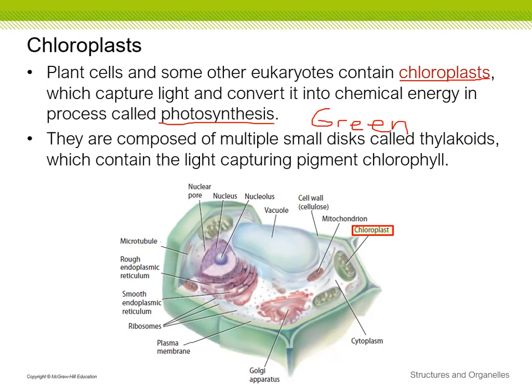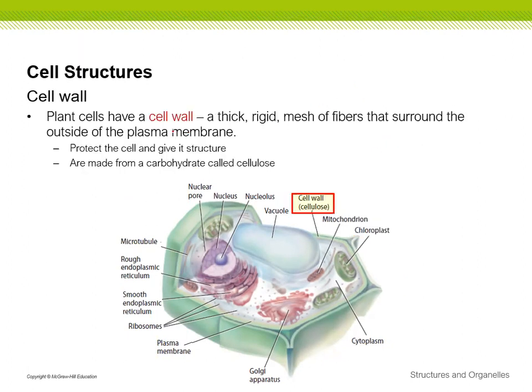So all cells have a plasma membrane, right? That's like the skin. The difference is plant cells also have some armor. They have a cell wall outside of that plasma membrane. Think of it like body armor. What does body armor do? It protects. It's a nice sturdy surface. So that's what plants need.